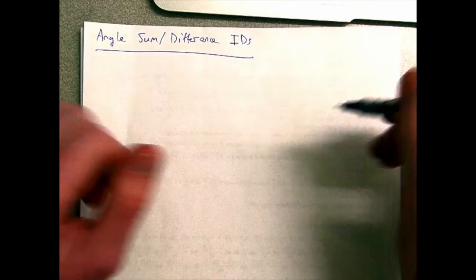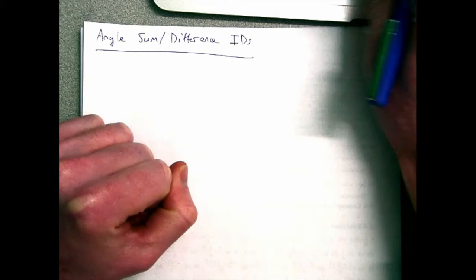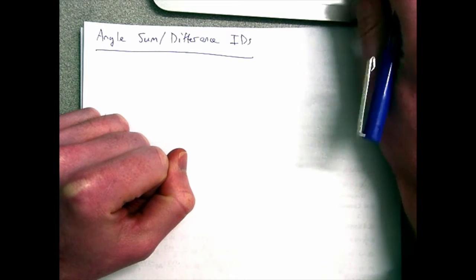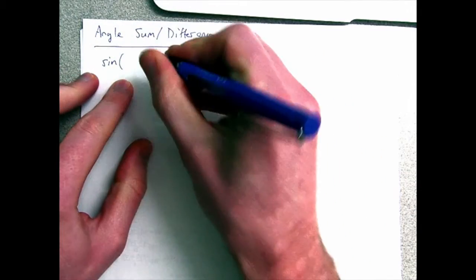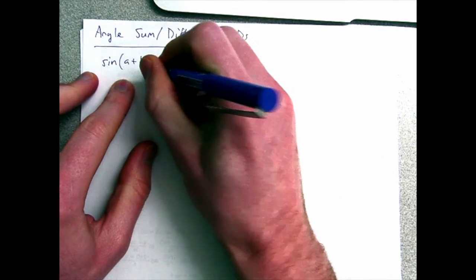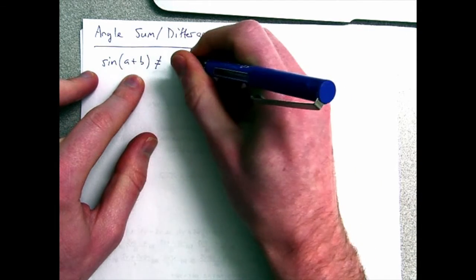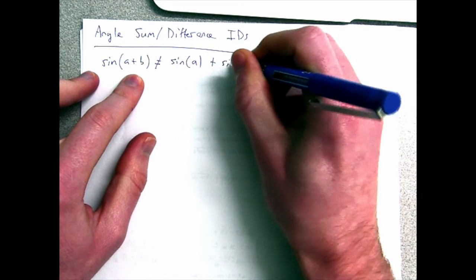Hi guys, so today we're going to talk about angle sum and difference identities for sine and cosine. The basic idea is the following. First of all, I want to show you that the sine of the sum of two angles, like the sine of A plus B, where A and B are two different angles, is not, unfortunately, equal to the sine of A plus the sine of B.